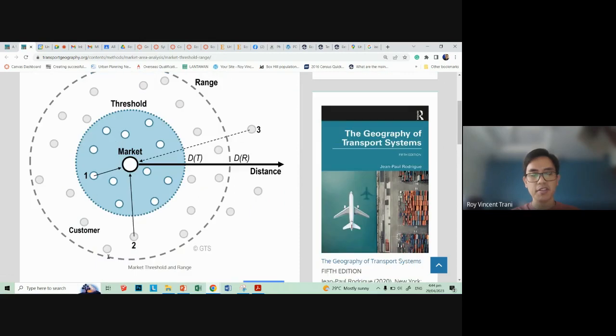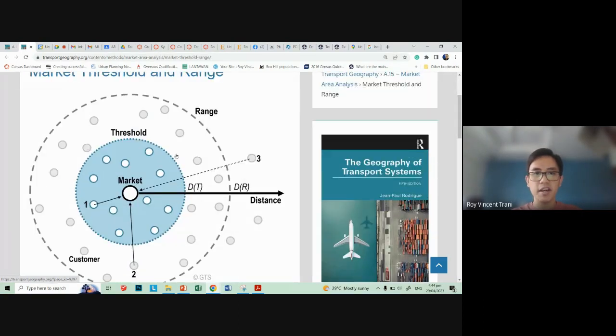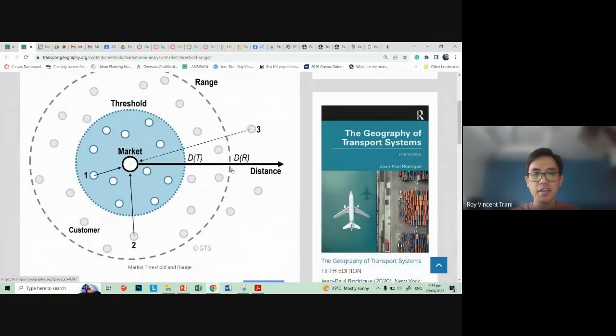So just going back to the diagram again. Within the market threshold, you have 1, 2, 3, 4, 5, 6, 7, 8, 9, 10, 11. 11 customers. So that's the minimum requirement for the business to survive. And within the market threshold, you have customer 1. And then the market range defines the other people outside the market threshold. And this will be the market range.